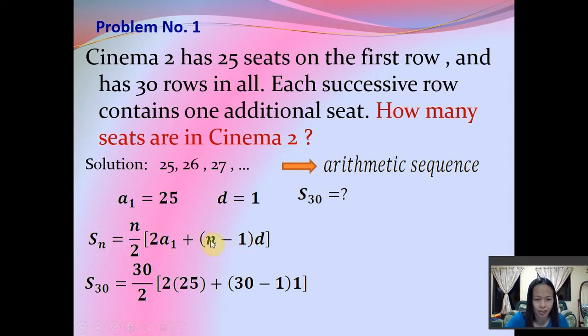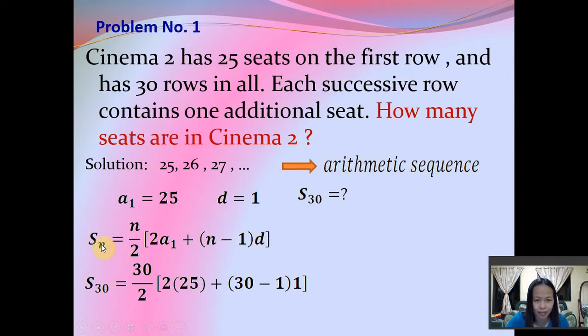We don't know the number of seats on the 30th row. Therefore, we will be applying this longer formula. If you still remember, there are two formulas for arithmetic series. Since we don't know the last term, or the number of seats on the 30th row, we will be applying this formula, the longer one. So we have the sum of n terms is equal to n, the number of terms, divided by 2, multiplied by twice the first term plus quantity n minus 1 times d.